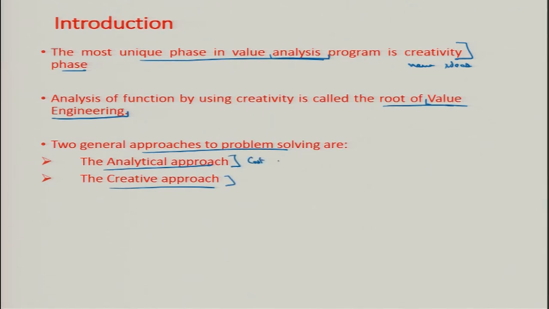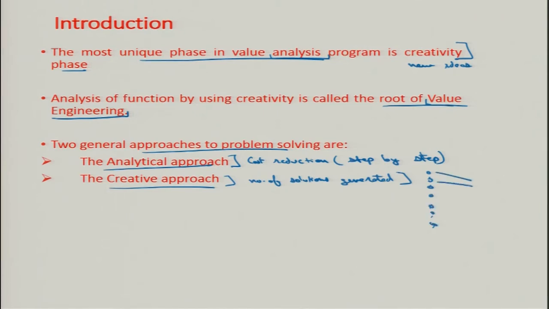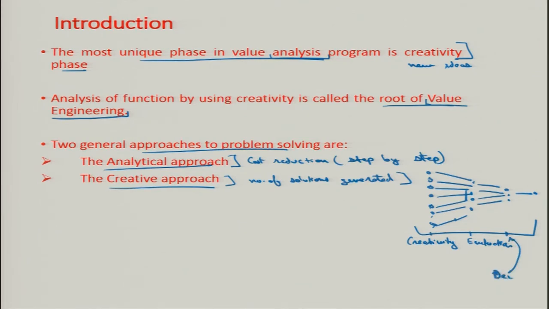This is the general cost reduction that we discussed about. This is step-by-step, and this is the number of solutions generated, and then these are the ideas. Number of solutions generated, then smaller solutions possible. Then we finally come up to one solution. This was the creativity phase in value engineering. This was our second, I can say, evaluation phase. And this one can be said as our implementation phase or development phase, and finally one is implementation.